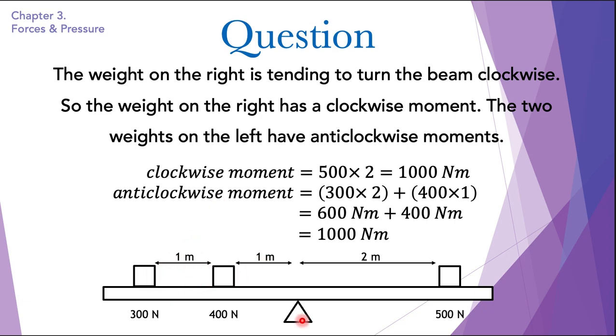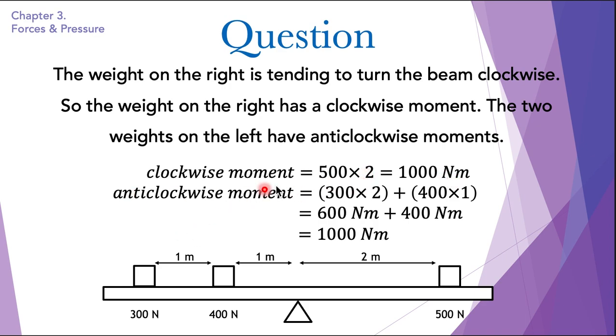So first we're going to use this equation, moment of a force about a point is equal to force multiplied by perpendicular distance from the point, for this block over here. So for the clockwise moment first. The clockwise moment is equal to 500, which is the force of this block, multiplied by 2, which is the distance of the block from this pivot, which is 2 meters. So 500 multiplied by 2 meters and we get the clockwise moment, which is 1000 Newton meters.